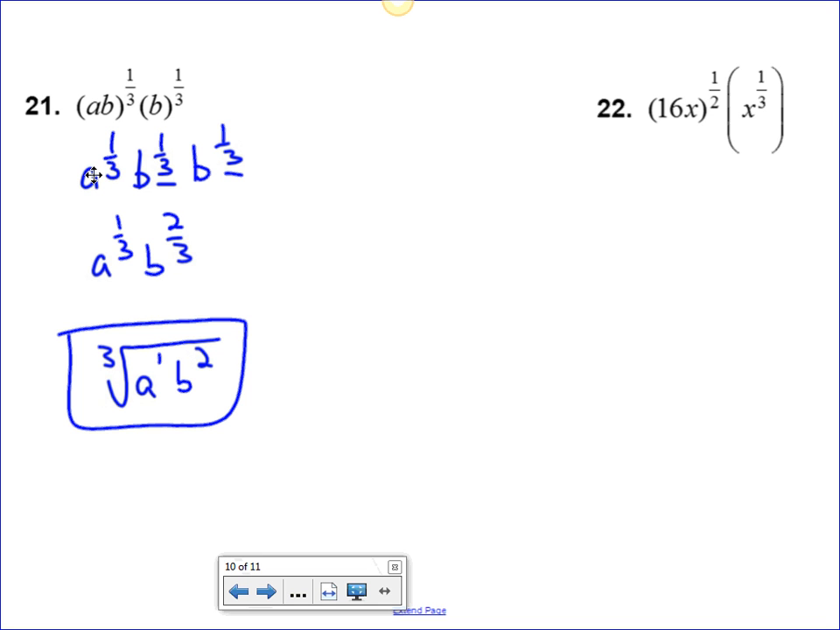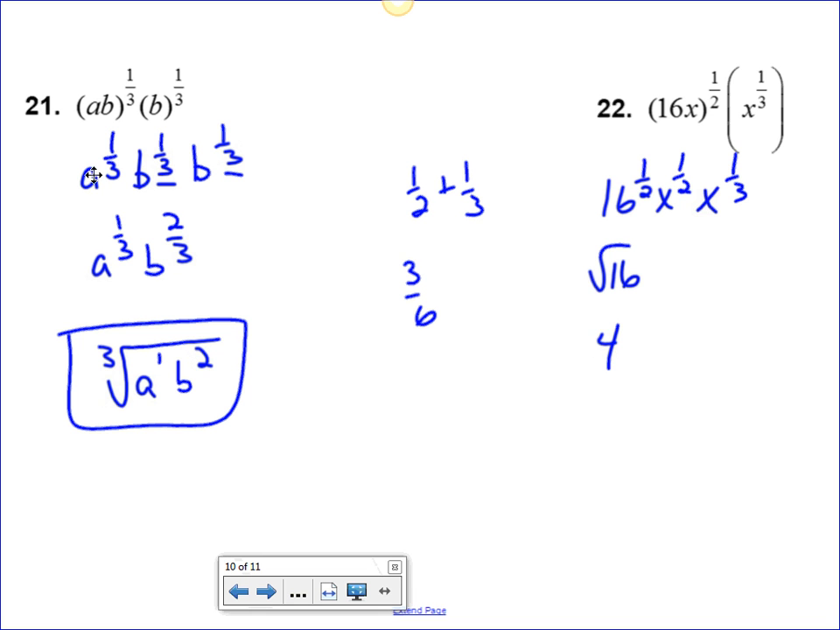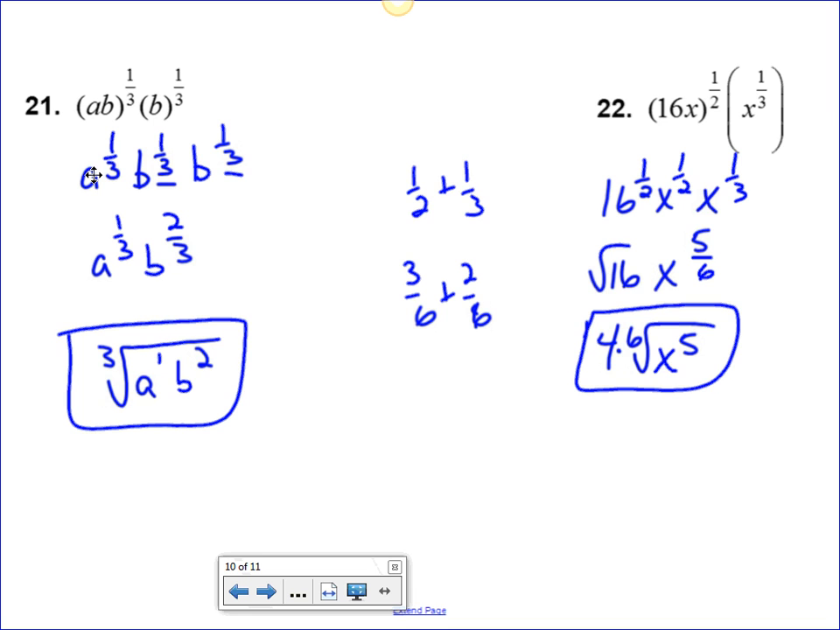Okay, this next one, I would have a 16 to the 1/2 power, an x to the 1/2 power, and an x to the 1/3 power. I know that 16 to the 1/2 power is really the square root of 16, which is 4. And then if I have x to the 1/2 times x to the 1/3, I need to add these two things. So you have to think about common denominator. So I got 3/6 plus 2/6. So that's really 5/6. So I really have x to the 5/6 power. Well, that's really the 6th root of x to the 5th. So this would be your final answer.